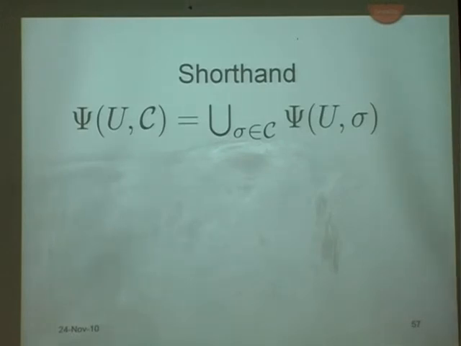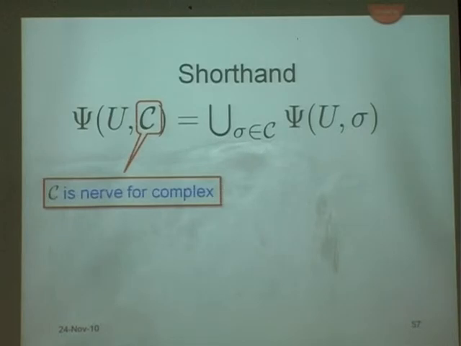So I'm going to do some shorthand. If C is a complex, then I'm going to say that the pseudosphere of U over C is just the union of the pseudospheres over each of the individual simplexes in C. We've defined a pseudosphere over a set, and a simplex is a set. So if I want to talk about a complex, which is a set of sets, then we just take the union over each of the individual elements.